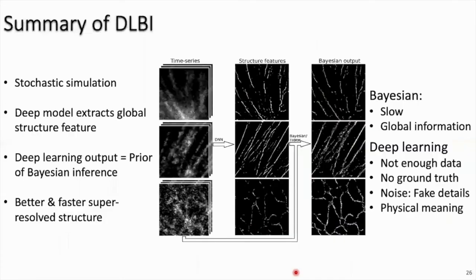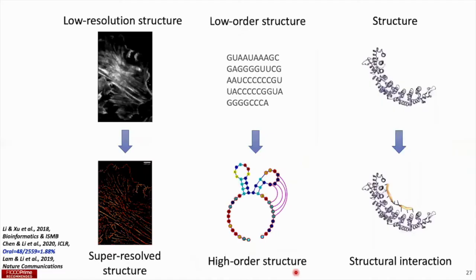So in this project, we proposed a framework which combines the strengths of stochastic simulation, deep learning, and Bayesian inference to reconstruct a better super resolved structure in much less time. Then let's go to the second project. In the next project, we will focus on predicting the RNA secondary structure based on the RNA sequence information.